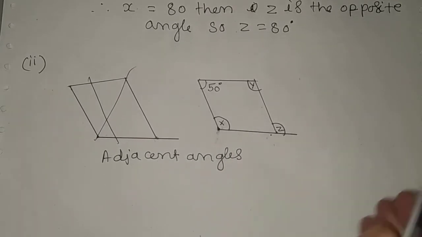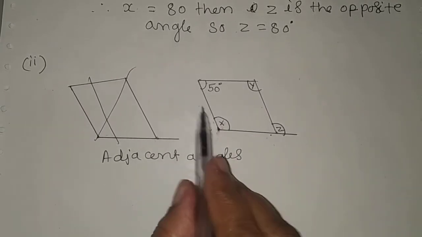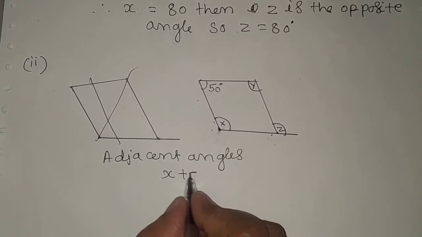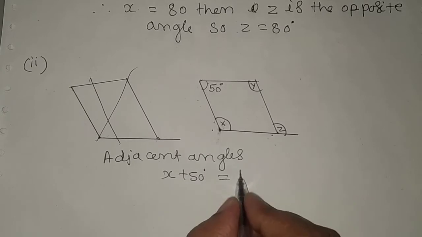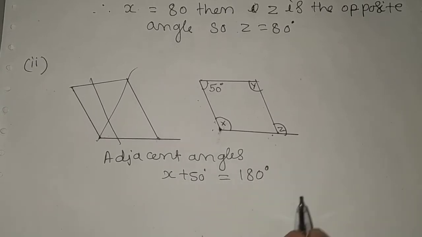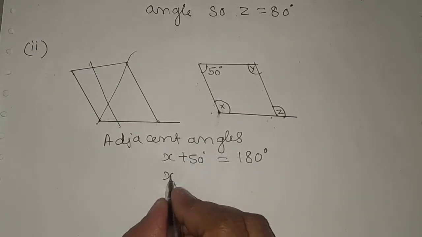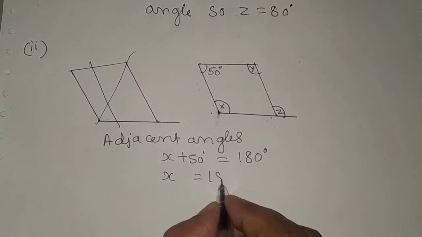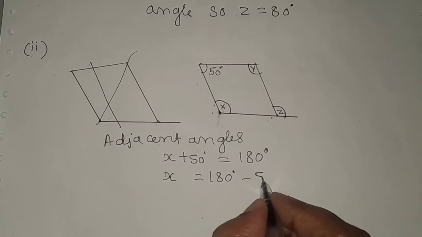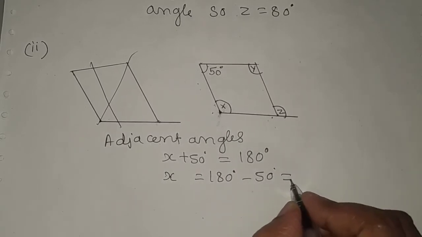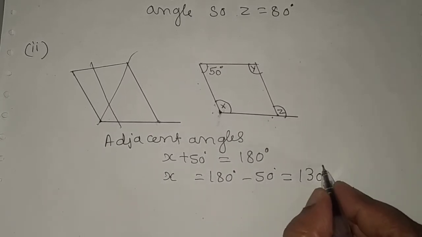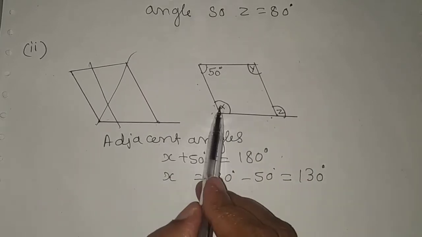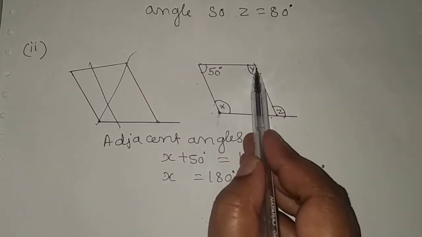You can include in a parallelogram. So adjacent angles will be what? X plus 50. Therefore X plus 50 degrees will be how much? 180. Therefore we have X is equal to 180 minus 50, which is how much? That is 130. Since X is 130, its opposite angle will be how much?